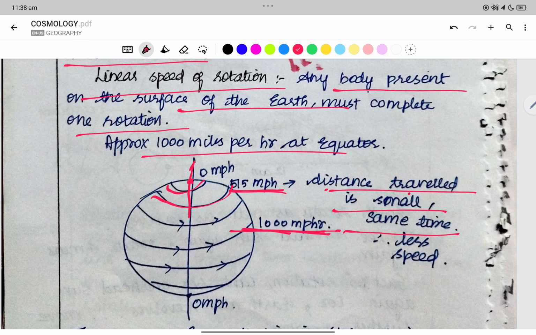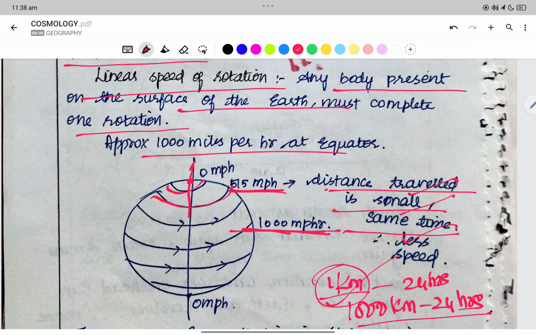The distance traveled is small, right? For the same time, if you just need to complete 1 kilometer in 24 hours, you can complete it very slowly, but if you have to complete 1000 kilometers in 24 hours, you need to go very fast, right? The time is the same; the distance is small, speed is less. The time is the same; the distance is greater, speed is more.